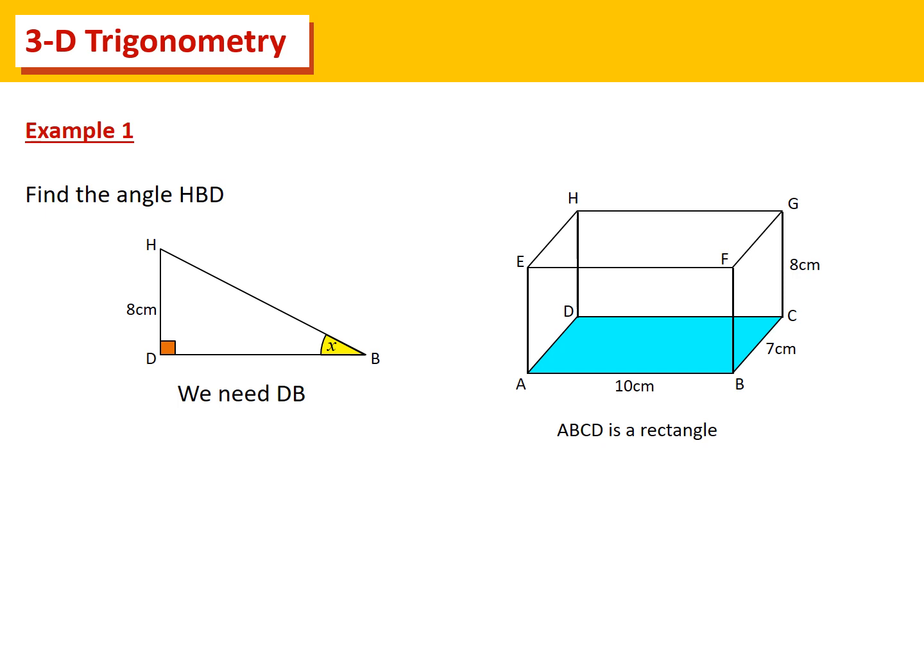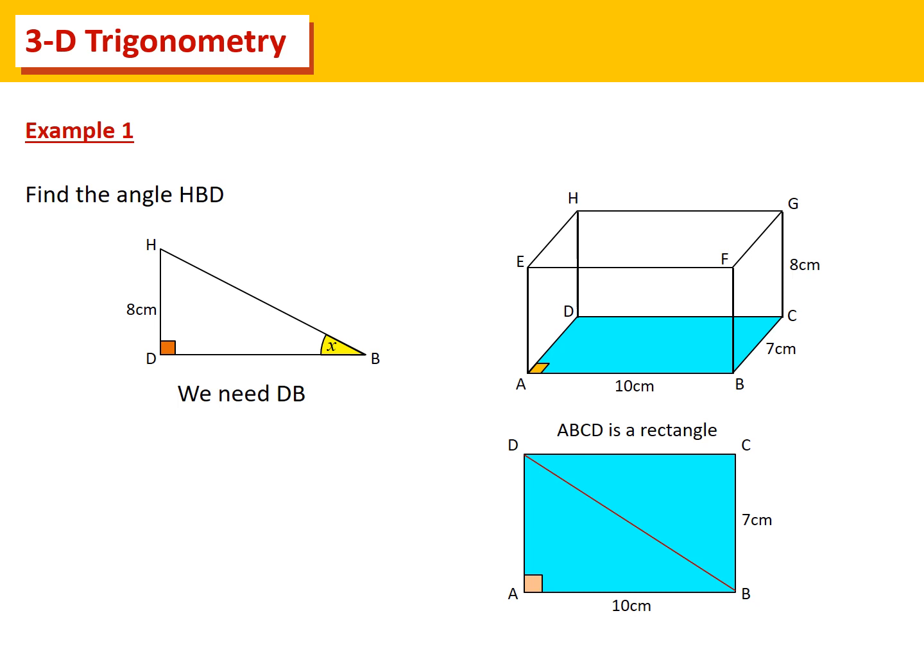Going back to the original cuboid, ABCD, the base, is a rectangle. And therefore, we've got a 90 degree angle there at A, and I'm going to redraw that base, and I'm going to mark in DB because it's DB, the length that we want. So in order to find DB, as you can probably see, we need to use nothing more than Pythagoras there. DB squared is 10 squared plus 7 squared, and that gives us DB is the square root of 149.